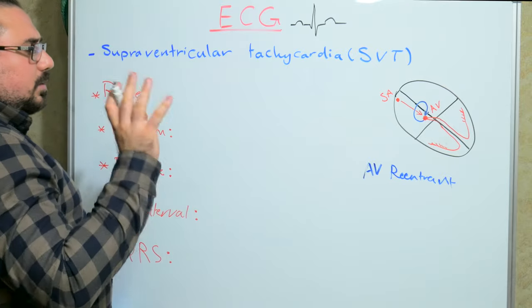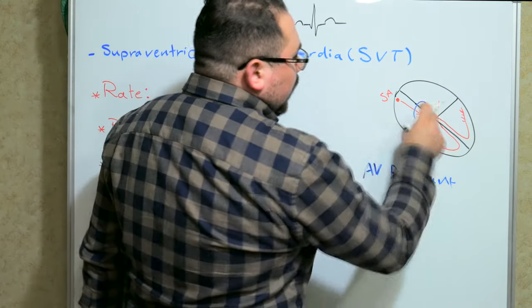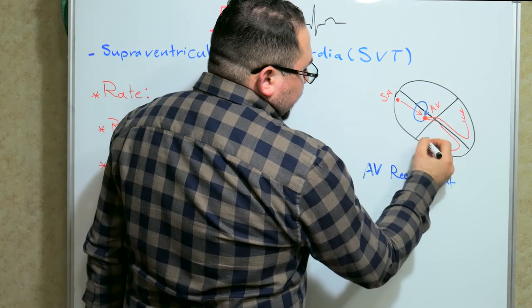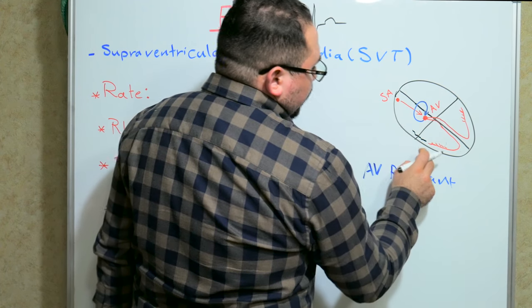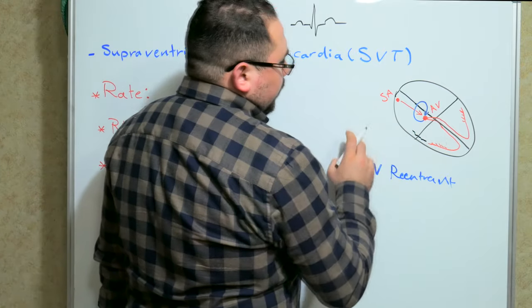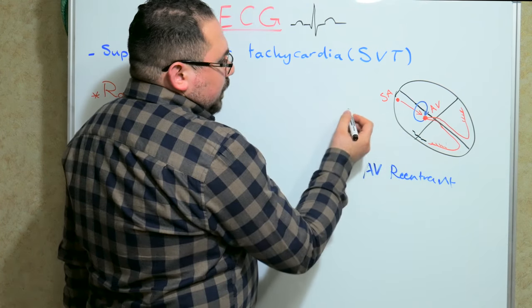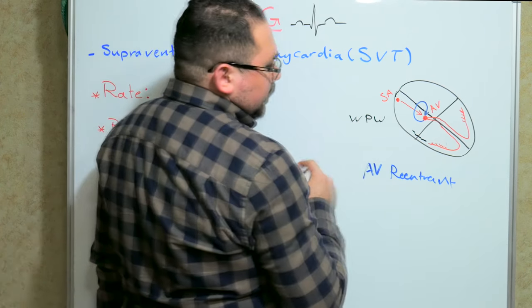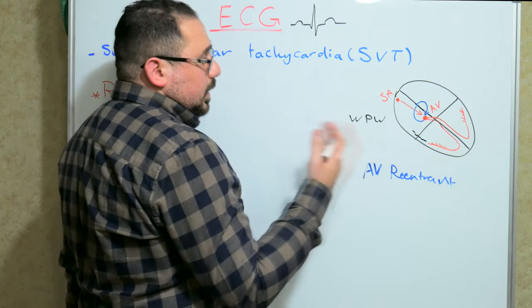I won't go too much into the details of this mechanism, but in simple form, it's just a re-entry circuit in the AV node. Sometimes it happens because there is an extra pathway coming from the atrial part to the ventricular part in the right side of the heart, or maybe sometimes in the left, but especially in the right side. This happens in a syndrome called Wolff-Parkinson-White syndrome. I won't explain it in this video, but in a simple way, with Wolff-Parkinson-White syndrome, you will get a lot of supraventricular tachycardia, this type of arrhythmia.